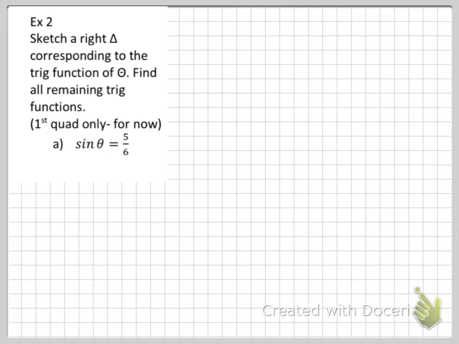Okay, example 2. Not very often are we going to draw the triangle for you, right? So you need to be able to read the question carefully. Notice this says you're in quadrant 1 for now. That's because we will start doing things in other quadrants soon, maybe even tomorrow. But for now, you're drawing a right triangle in quadrant 1.